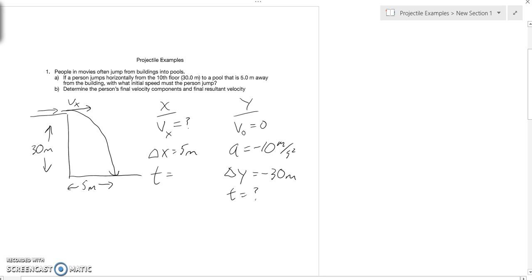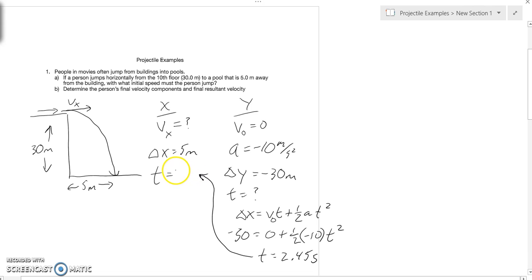So looking at the variables we have, we pick the kinematic equation that matches that, and that's going to be delta y equals initial velocity times time plus 1/2 acceleration time squared. So we've got negative 30 equals 0 plus 1/2 negative 10 time squared. We solve that for time, and we should get 2.45 seconds.